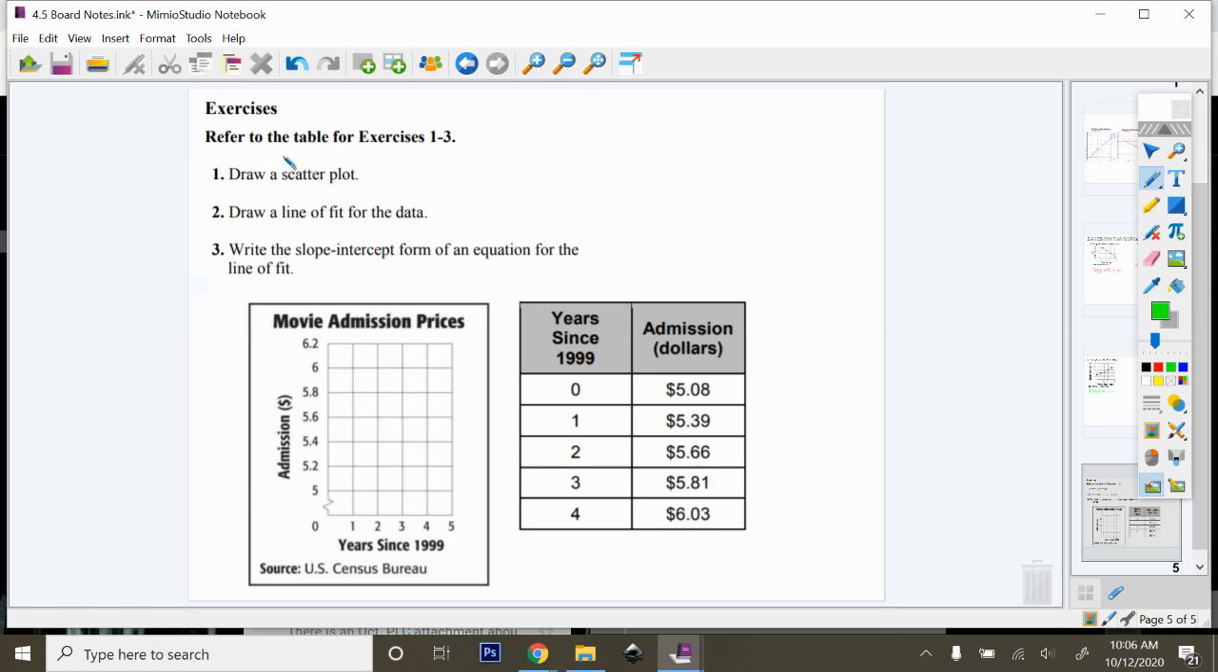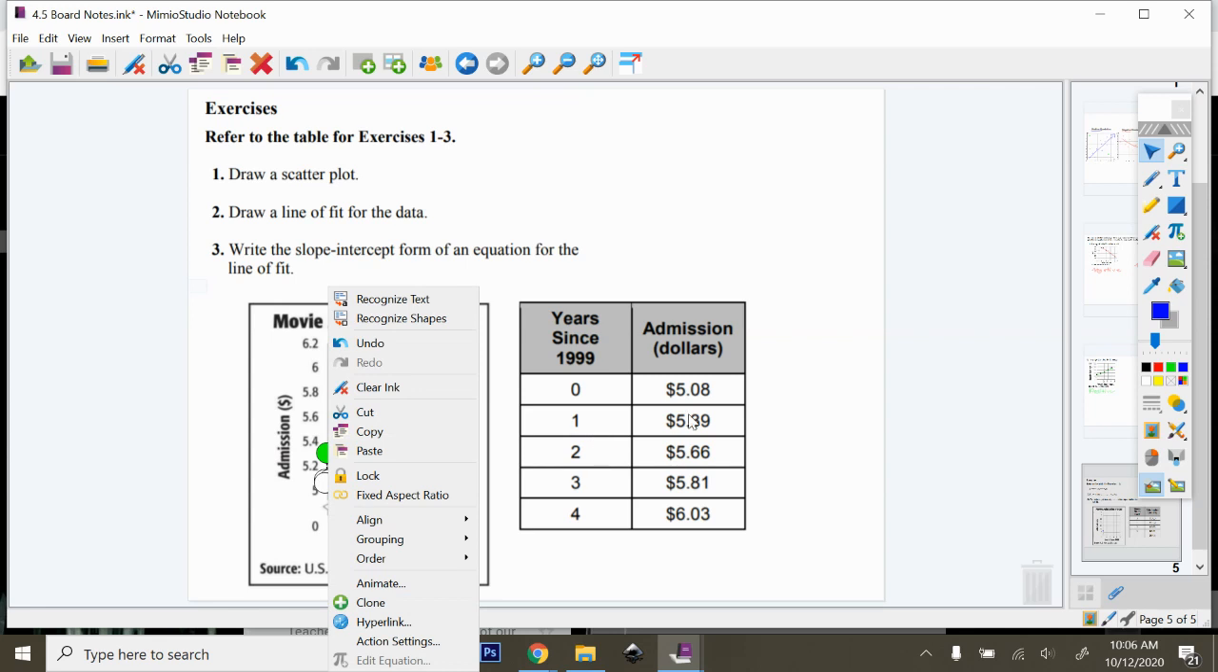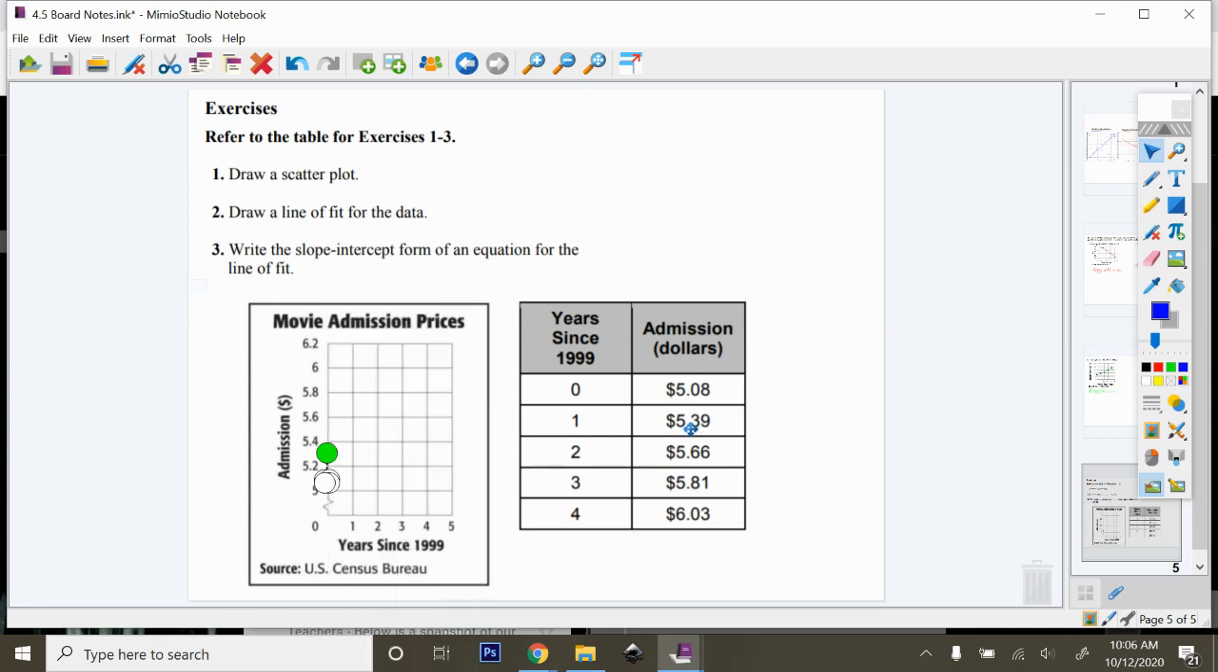All right, it says refer to the table for exercises 1 through 3. Okay, so this is 1, 2, and 3. It says draw a scatter plot, and you notice it gives me a table over here. So I'm going to switch to blue. We're going to put a dot at 0 and 5.08. Well, now my units over here don't have 5.08, but I'm going to say that's about right there. So we're going to put a dot right there. 1 and 5.39.